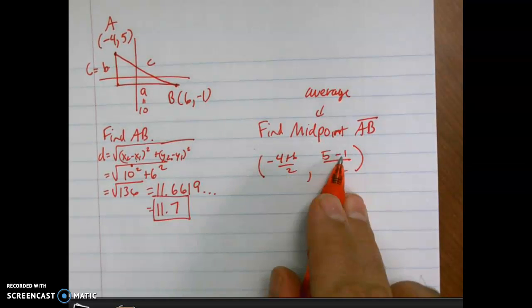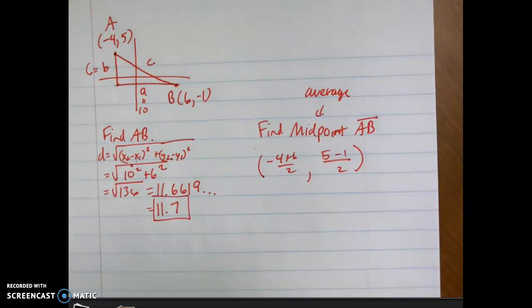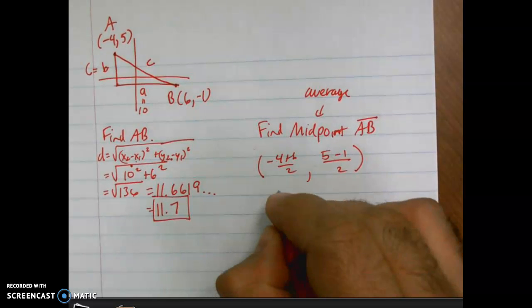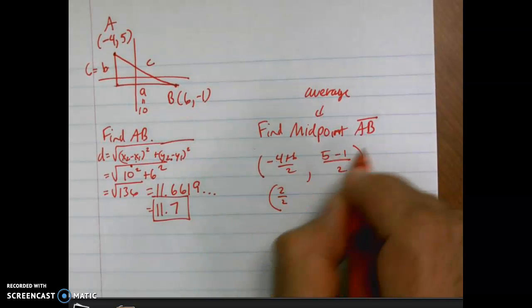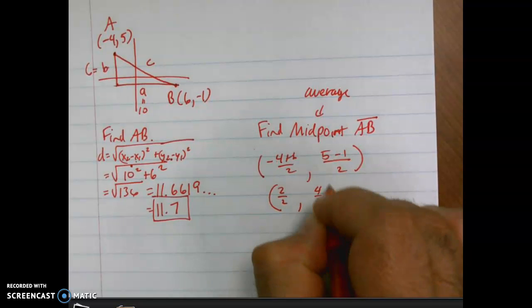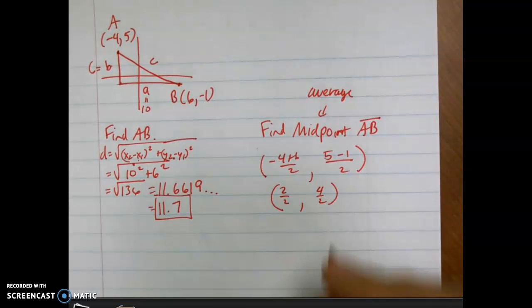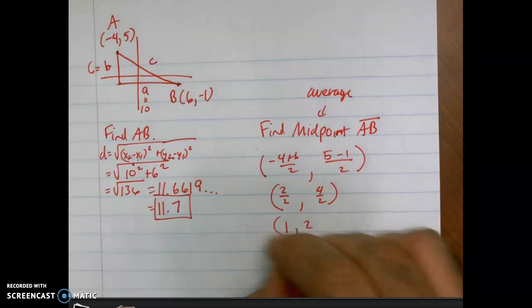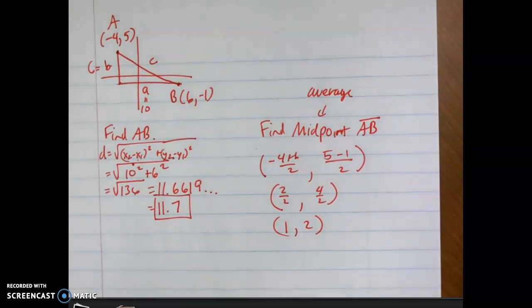Now notice I use one sign. Okay? -4 plus 6 is 2 divided by 2. 5 minus 1 is 4 divided by 2. Simplify. 1, 2. Okay? That's all we have to do here.